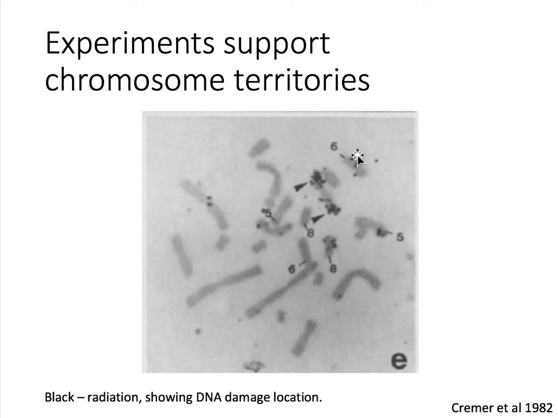Here is the data from the actual experiment showing Chinese hamster cells that were damaged with a laser in just one region of the nucleus. And the damage was then revealed with a radioactive label, which shows up here as the little black dots. The damage is localized to just a few chromosomes, marked here by arrows, and most of the chromosomes remain intact and undamaged. This finding argues that chromosomes were actually organized in the interphase nucleus into territories.